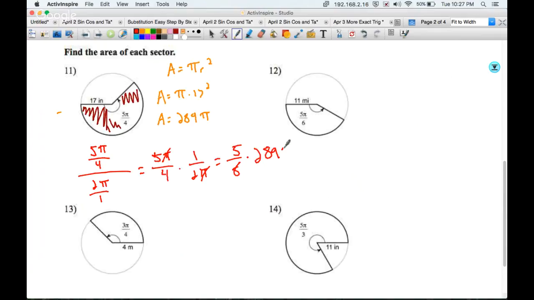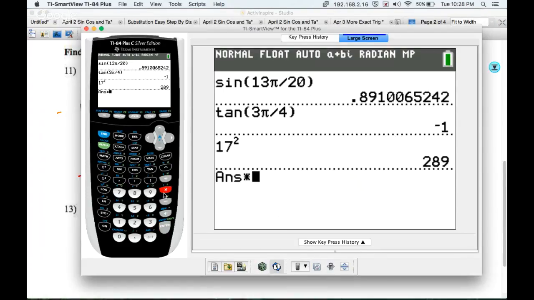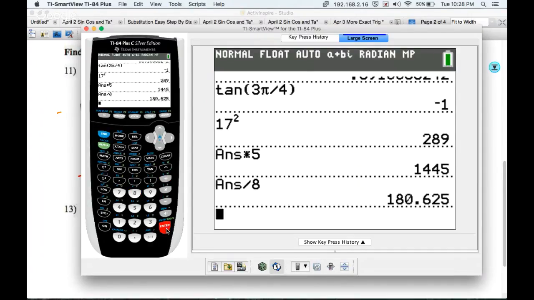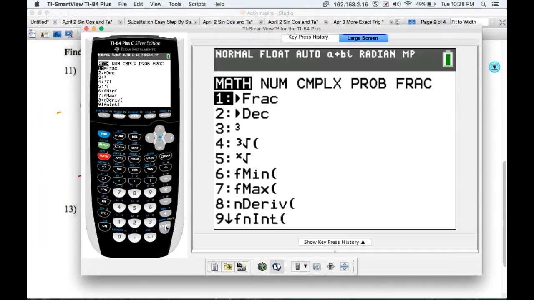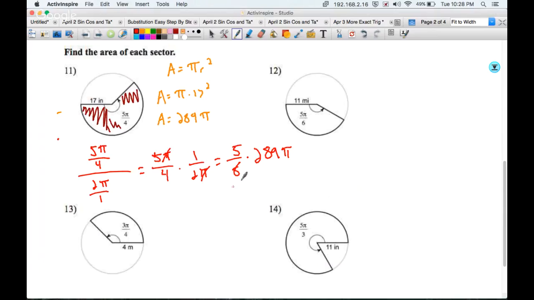5/8 times 289 pi. 5/8 of 289 is 180.625. Let's turn that into an improper fraction. It is 1,445 over 8. But the pi hasn't canceled, so it's 1,445 pi over 8. Let's give it the correct unit, inches squared.